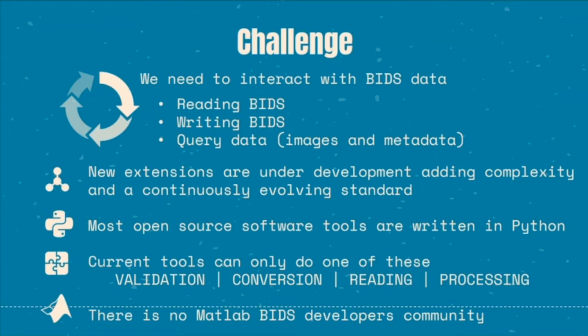Also, the current tools available now can only do one of these. We can do the validation, and especially the BIDS validator is a very, very useful tool, but it only does validation. We also need to convert our DICOM data or other kinds of data to BIDS. There are specific tools for this, but mostly limited to a subset of the BIDS specification. We also want to read the data, and we want to use the BIDS data to be processed. All these tools in Python can only do one or just a subpart of one of these steps. And there's also no BIDS MATLAB community, so we are the community now. So it's quite limited. There are more people working on this, but it's still very immature.